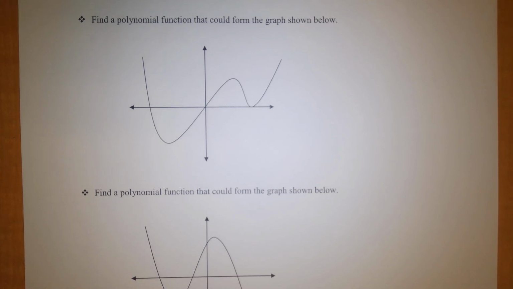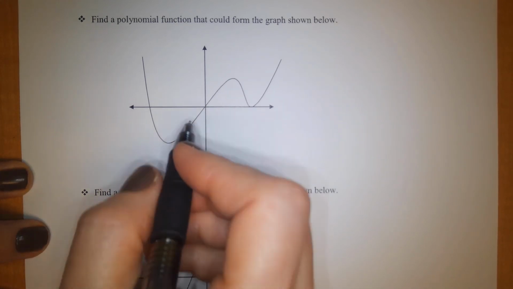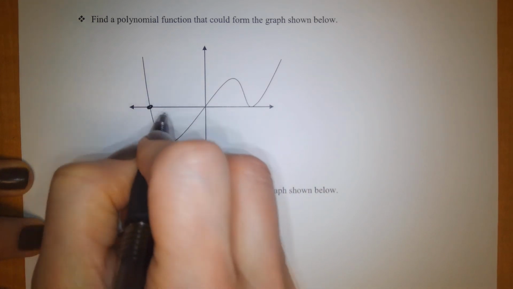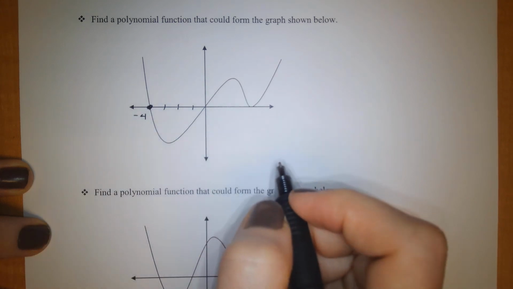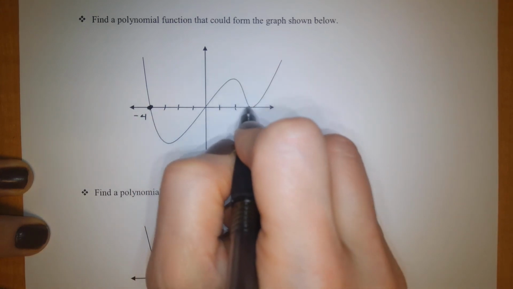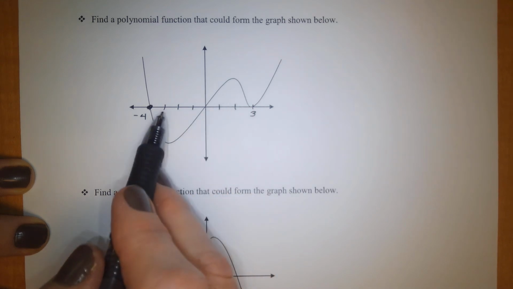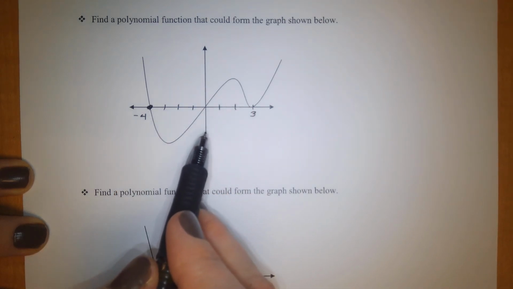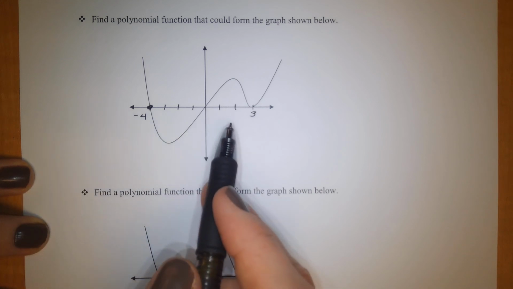To finish up this section, we're going to analyze a few graphs. First, let's find a polynomial function that could be of the form below. Let's say that this x-intercept is at -4, and this x-intercept is at 3. Remember, x-intercepts are the same thing as zeros, which is the same thing as solutions to the polynomial. Those all mean the same thing.